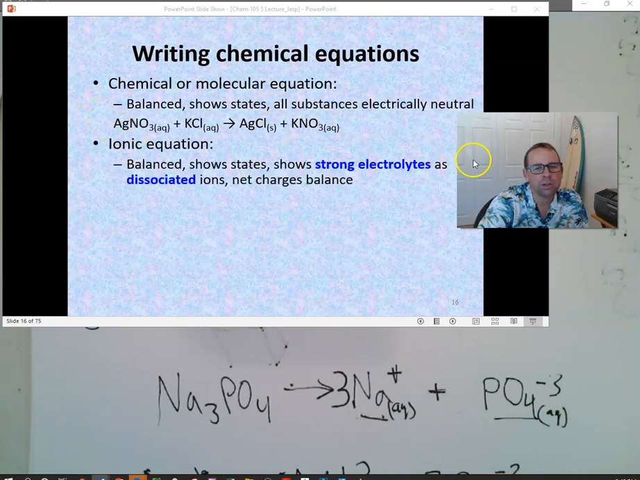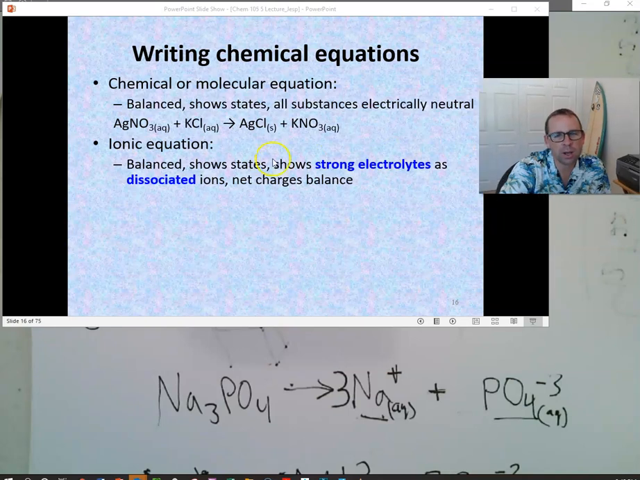We can write what's called the ionic equation, where we take everything that's aqueous. This silver nitrate is aqueous. The potassium chloride is aqueous. And the potassium nitrate is aqueous. The silver chloride is solid. That means it doesn't dissolve in water. We can take that equation and make everything that dissolves and dissociates separate as ions.